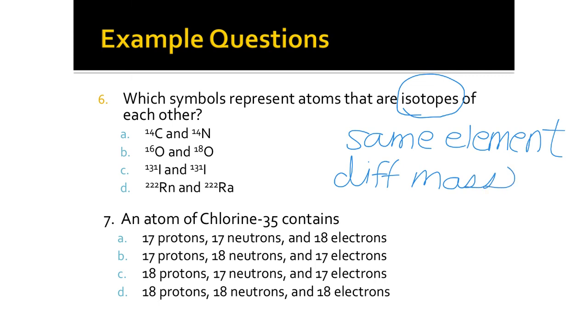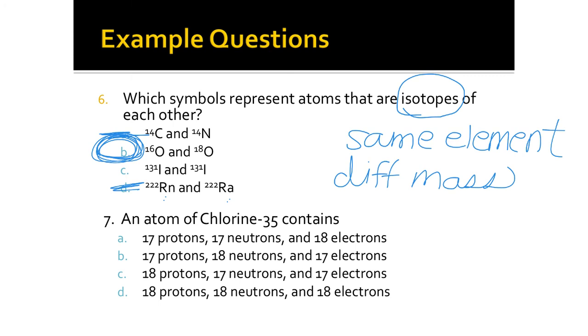So choice A will not work because those are not the same element. Choice D, also not going to work because those are not the same element. Choice B is going to be our answer. Oxygen, oxygen, mass of 16, mass of 18. Choice C doesn't work because they're totally the same thing. They are not different isotopes. They are both the exact same particle.